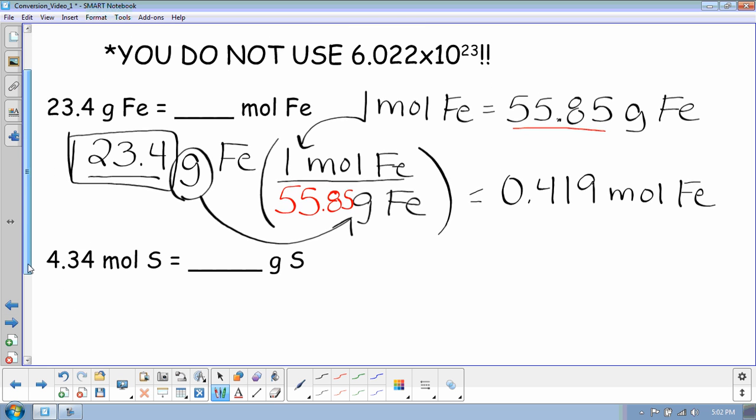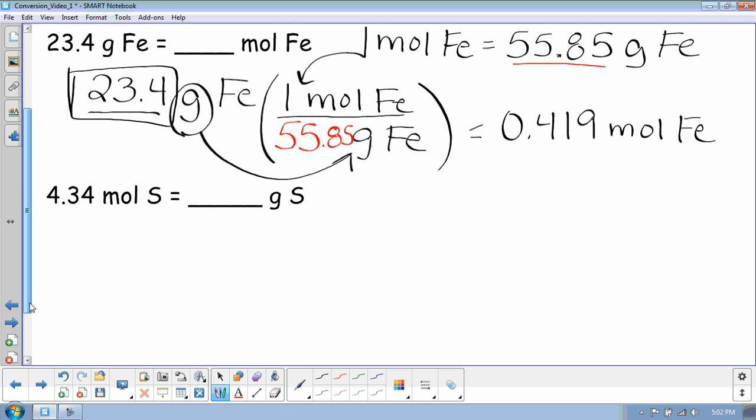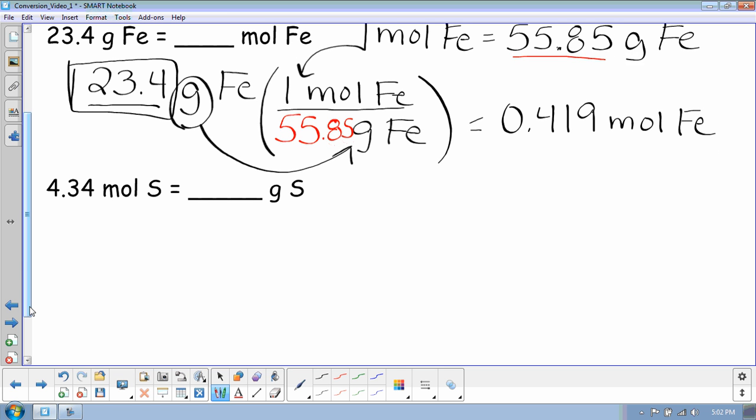All right, so we went from grams to moles. Let's go ahead and switch it up from moles to grams. So again, in this case, we're going to go ahead and write our 4.34 moles of sulfur.